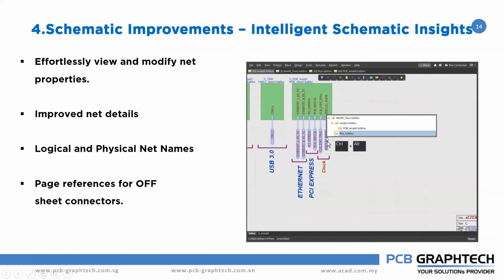For example, if I go to this off-sheet connector, it automatically shows which other sheets the net is connected to. If you want to see it in a particular sheet, you click on the sheet. It will automatically take you to that sheet and highlight only the particular net you want to see. It shows the physical and logical net names. So it's very easy to see now.